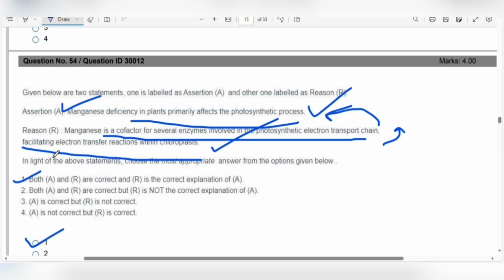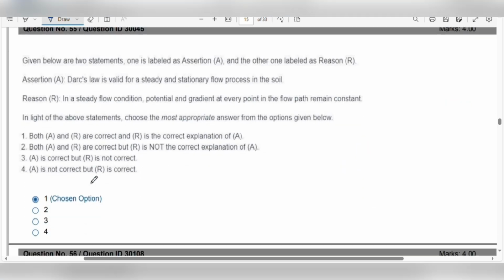All right. You have to read this portion from mineral nutrition, and the mineral nutrition chapter is very important. You have to read it thoroughly from ISSS, and you have to read the function of all the essential nutrients. And moving on, another assertion reasoning type of question, not a problem.